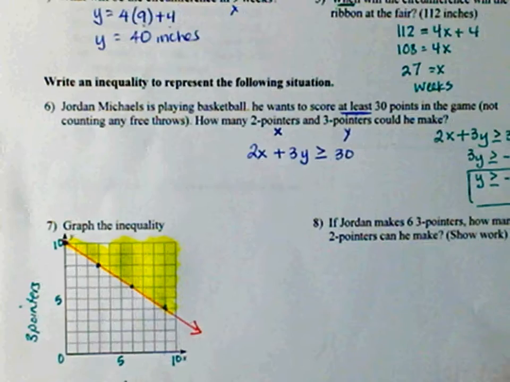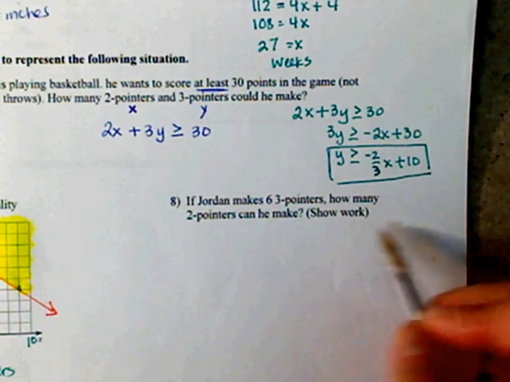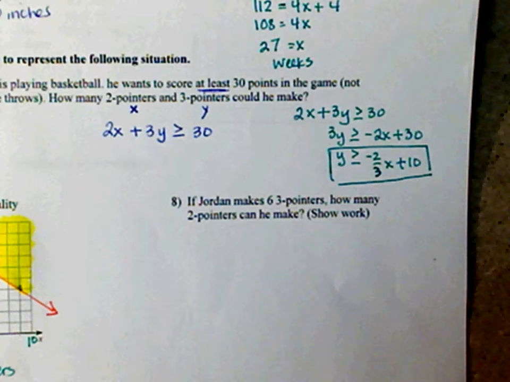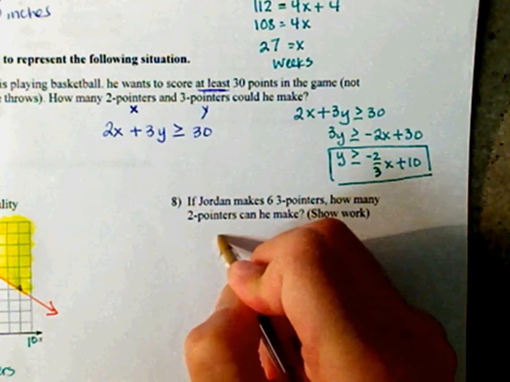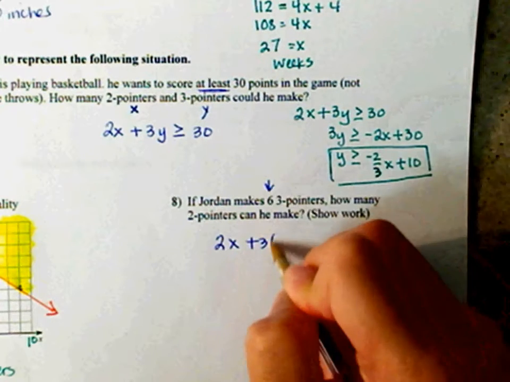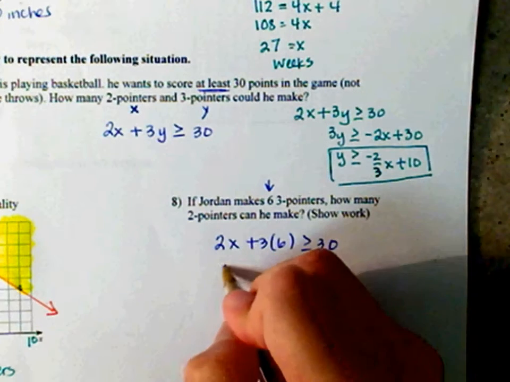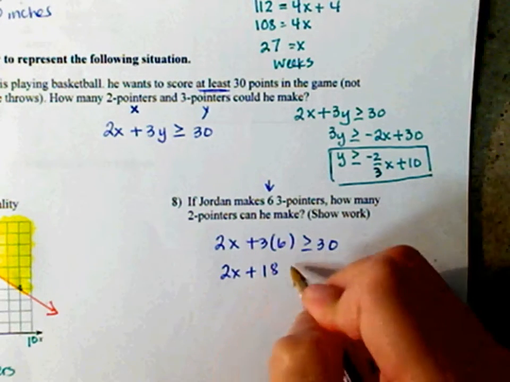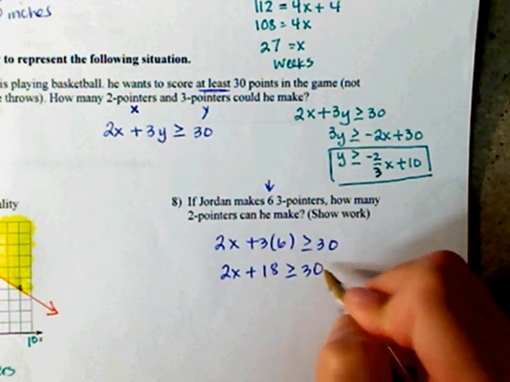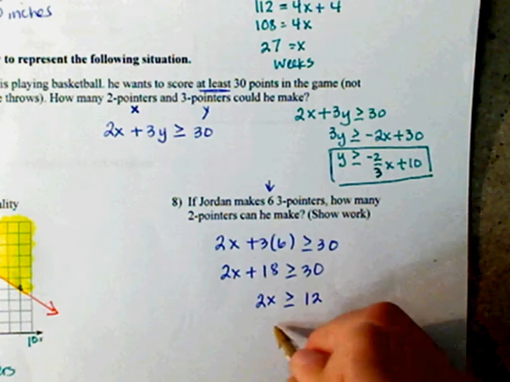Number 8, if Jordan makes 6 3-pointers, how many 2-pointers can he make? Remember, he wants to score at least 30. So, 2x plus, how many did he make? 6, and he wants to score at least 30. Solve for x. 2x plus 18, greater than or equal to 30. Subtract 18, so you have 12. So x is equal to 6.